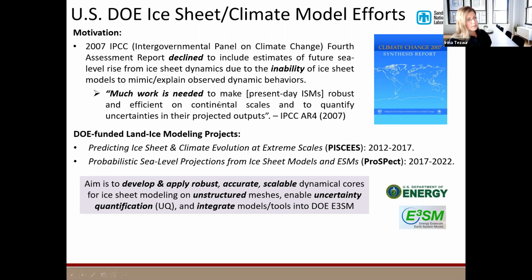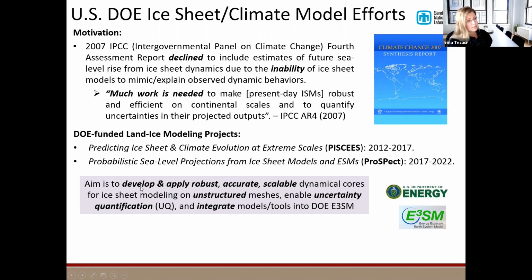And so essentially what happened as a result of this is there was really a flurry of activity to try to bring the land ice models up to the standard that they needed to be at. And so we were fortunate enough to have two back-to-back DOE-funded projects called Pisces and Prospect, starting in 2012. Pisces stands for Predicting Ice Sheet and Climate and Evolution at Extreme Scales, and Prospect is probabilistic sea level projections from ice sheet models and Earth system models. And so the work I'm presenting today is done as a part of these projects.